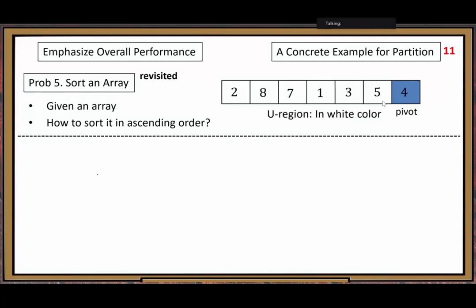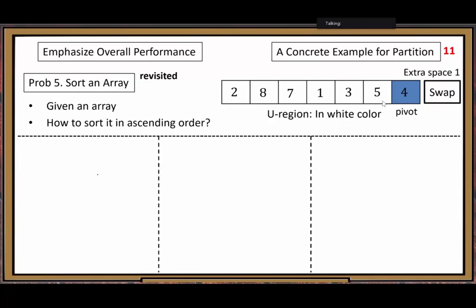Let's start. We use different colors to represent different regions. For the U region, we use white color, unprocessed. Here, we use one extra space, because when we manipulate the positions of the elements, we need one extra space for the swap operation. So very little.